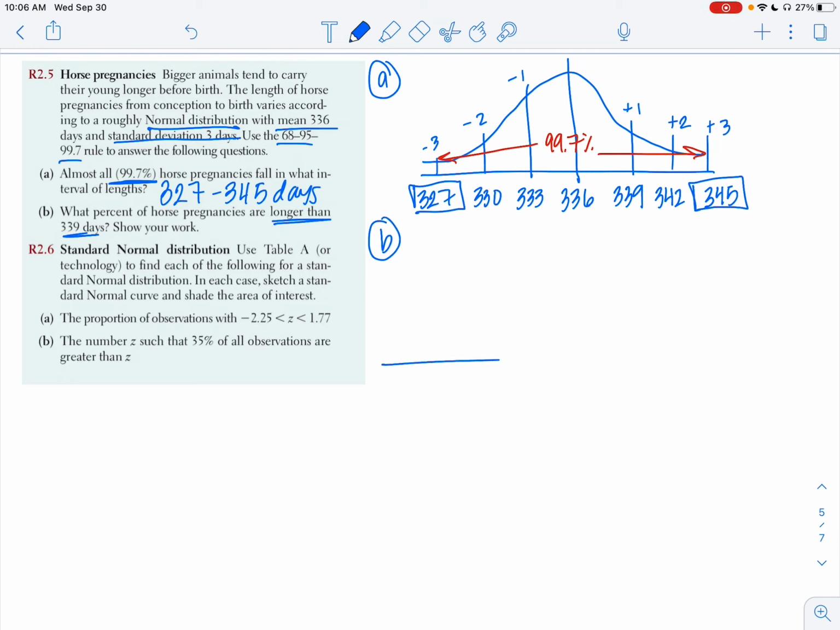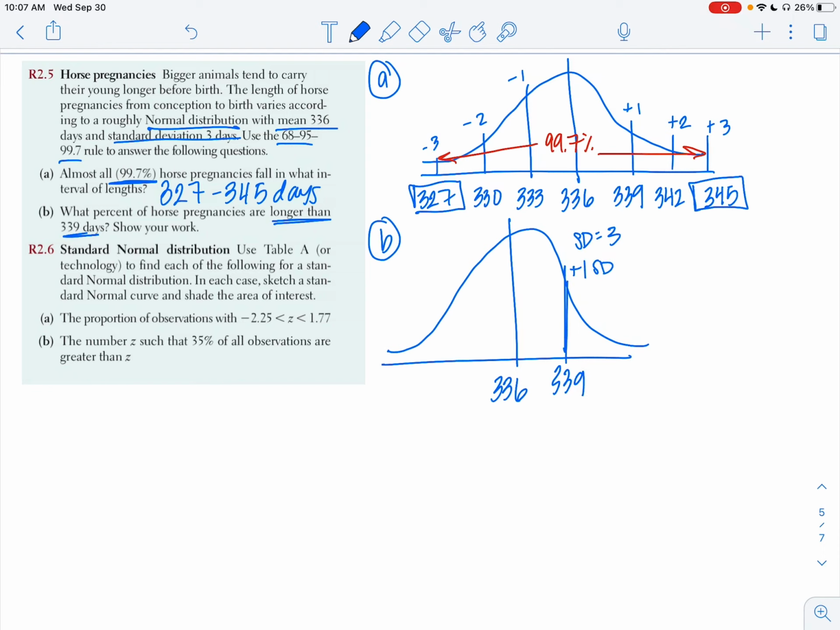For part B, what percent of horse pregnancies are longer than 339 days? Show your work. So I'm going to draw a curve for this. Notice I have my mean in the middle. I'm going to put my standard deviation is equal to 3. I'm going to mark 339, and that's +1 standard deviation. And we want to know what's longer than that. So I'm going to shade everything under the curve that's above, because those will be longer pregnancies.